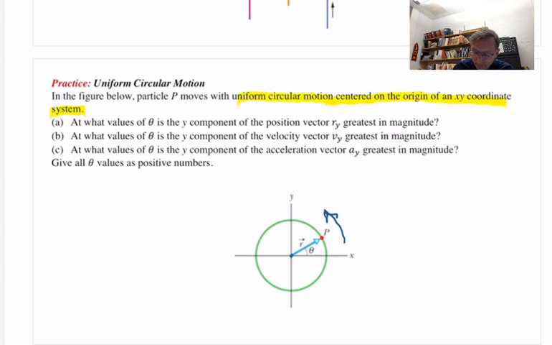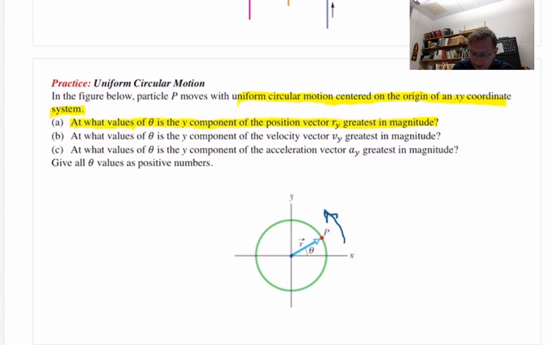Question A. At what values, note the plural, of the angle theta is the y component of the position vector, you could call that r sub y, greatest in magnitude? At what values of theta is the y component of the position vector greatest in magnitude? So your answer for A will be theta equals, and you'll give me angles.